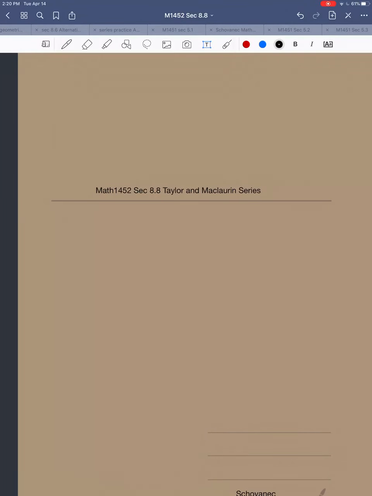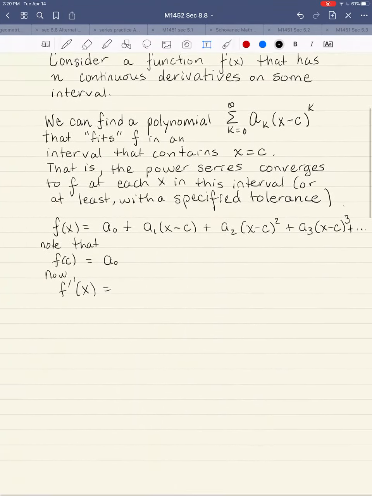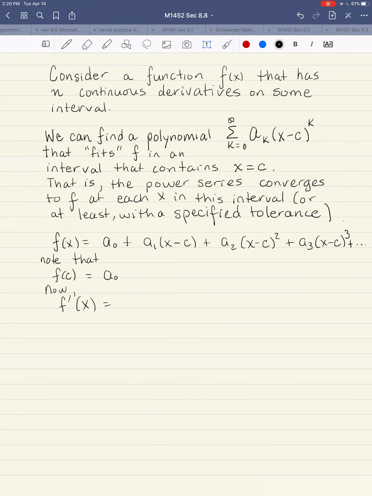Functions in calculus that we'll cover. You'll use Taylor and Maclaurin series in all kinds of applications, and you'll see it again more recently in your differential equations course.